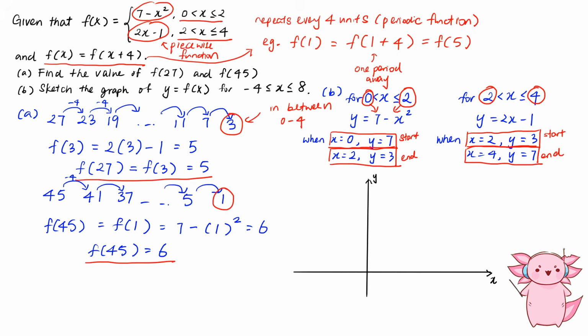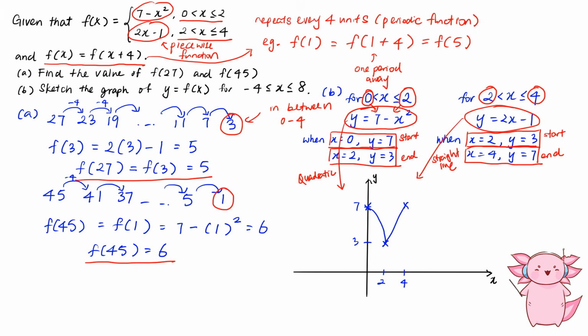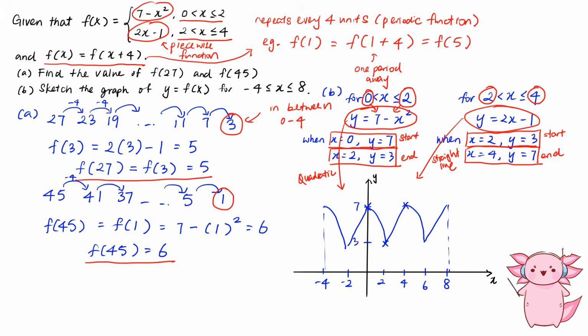Now plotting it onto the graph, since y equals 7 minus x squared is a negative-faced quadratic, it looks like this, and 2x minus 1 is a straight line, so it looks like this. Notice that the ending point of this part connects to the starting point of the next part, so we can say that this is a continuous function.